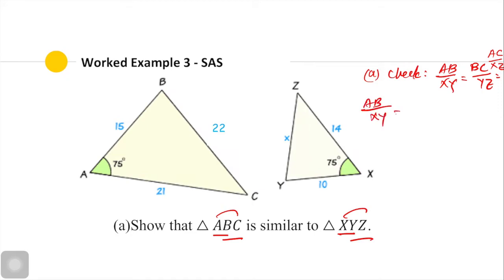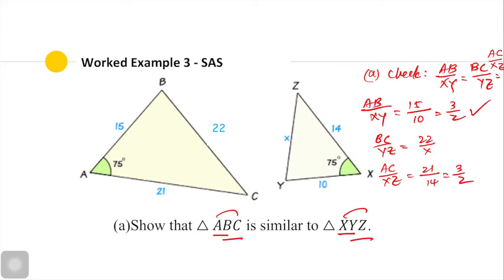AB over XY is equal to 15 over 10, which is 3 over 2. BC over YZ is 22 over X. So that part we don't know. AC over XZ is 21 over 14, divided by 7, 3 over 2. So over here, two ratios are consistent, but we can't confirm this, so we use the angle.